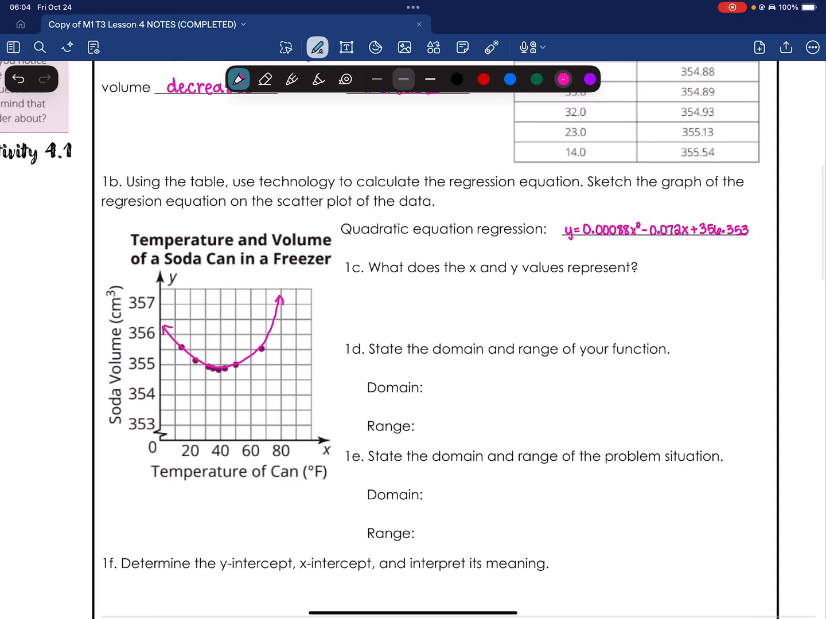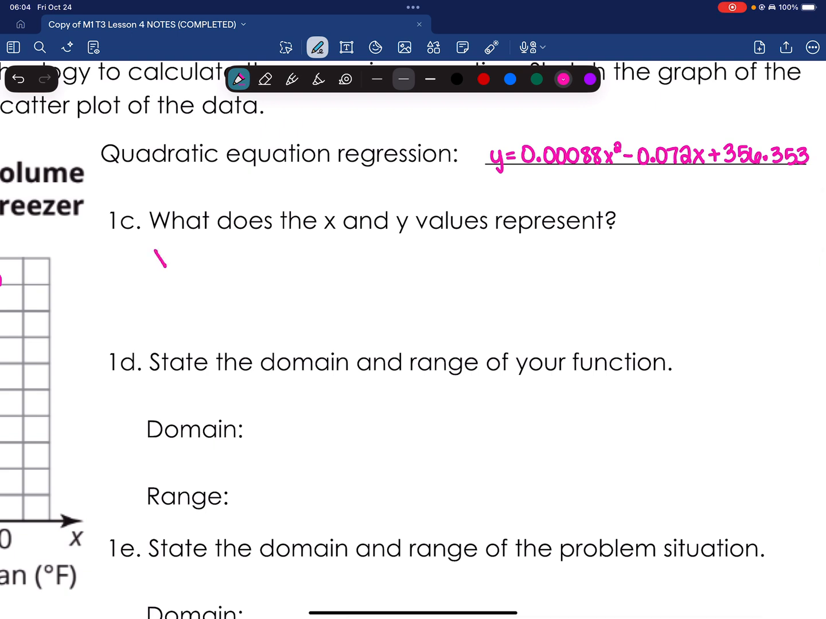Now, we're going to talk about the data. What do the x and y values represent in this problem set? Well, in this problem set, the x represents the temperature of the can, and the y represents the soda volume. Now, the temperature of the can is measured in degrees Fahrenheit, and the soda volume is measured in centimeters cubed.